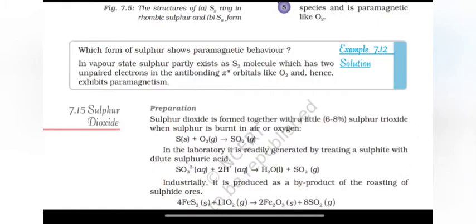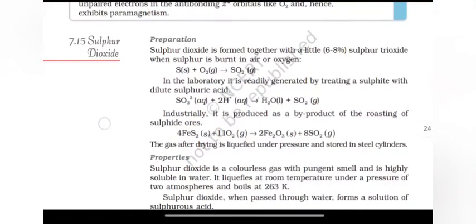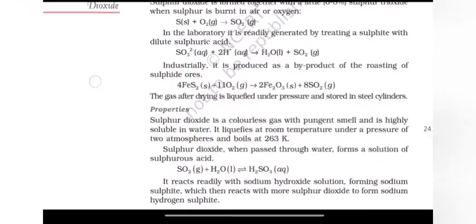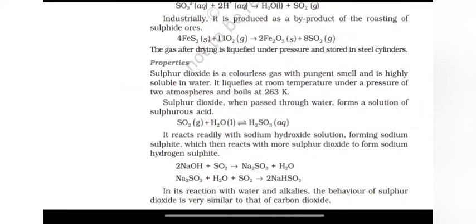Sulfur dioxide preparation. Sulfur dioxide is formed together with a little (6 to 8%) sulfur trioxide when sulfur is burned in air or oxygen. In the laboratory, it is readily generated by treating a sulfite with dilute sulfuric acid. Industrially, it is produced as a byproduct of the roasting of sulfide ores. The gas after drying is liquefied under pressure and stored in steel cylinders. Properties: sulfur dioxide is a colorless gas with pungent smell and is highly soluble in water. It liquefies at room temperature under a pressure of 2 atmospheres and boils at 263 Kelvin.